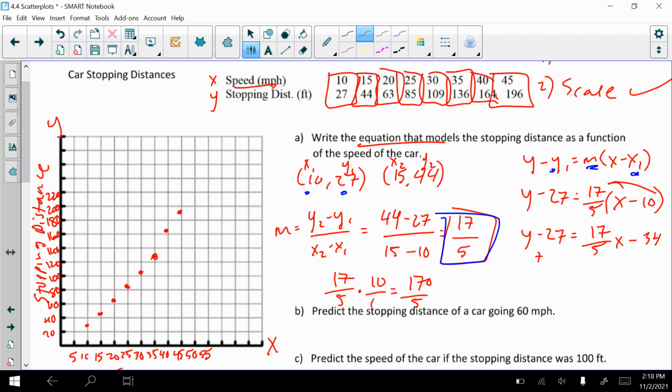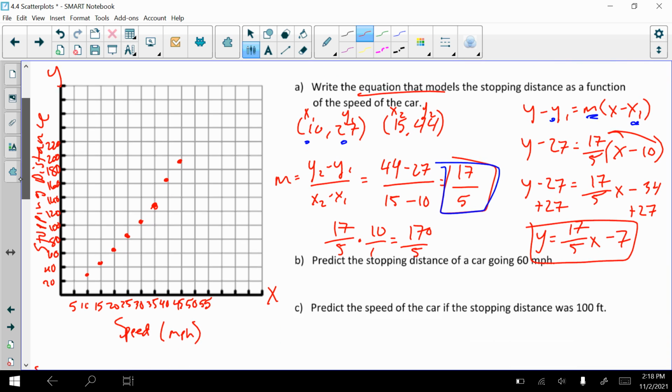One more thing, I need to add 27 to both sides of the equation. I get 17 over 5x, and then negative 34 plus 27. That gets me minus 7. So here's my equation in slope-intercept form of the line. This is the line that best fits this data. That's my equation. Well, what does it ask me to do next?